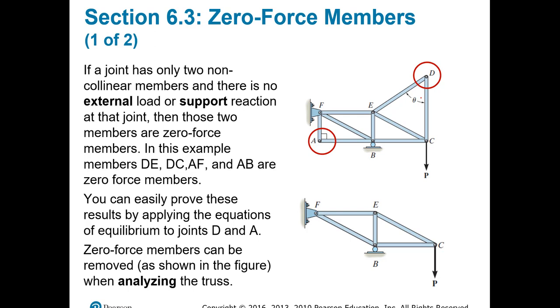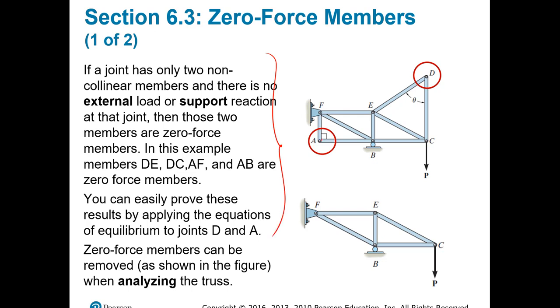In this example, members DE, DC, AF, and AB are zero force members. You can easily prove these results by applying the equations of equilibrium at joints D and A. Zero force members can be removed, and then we can analyze the truss with the ones that are not zero. So this is a lot of theory, like I said. All of this, it's a lot of information.